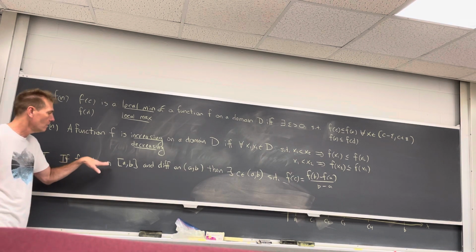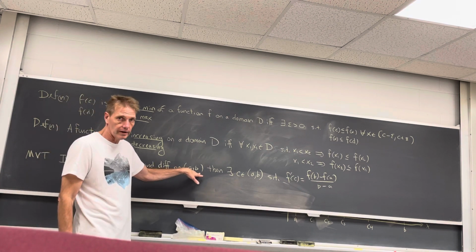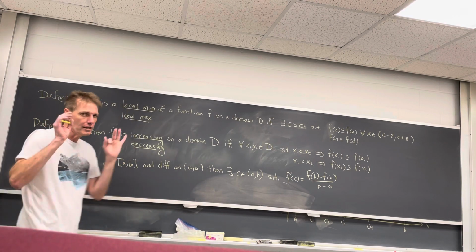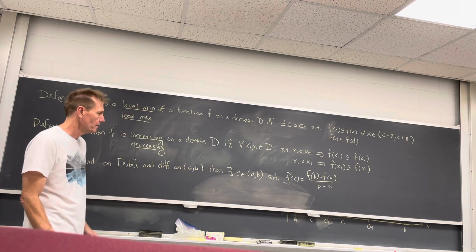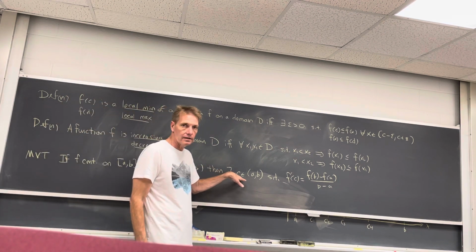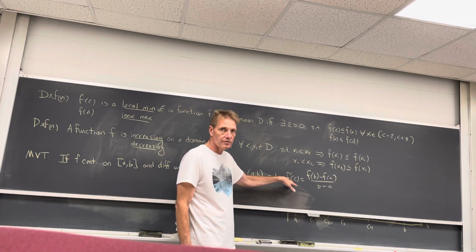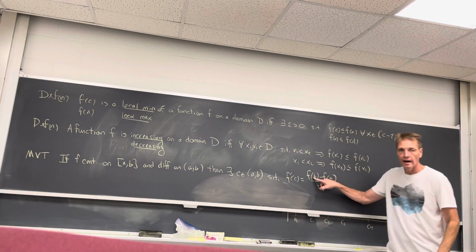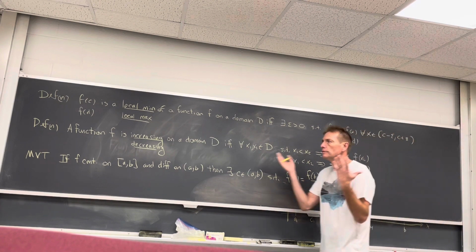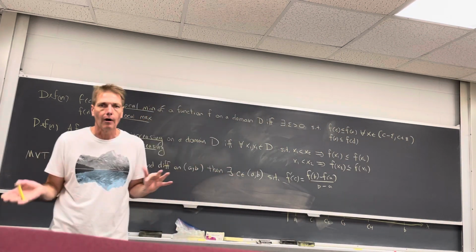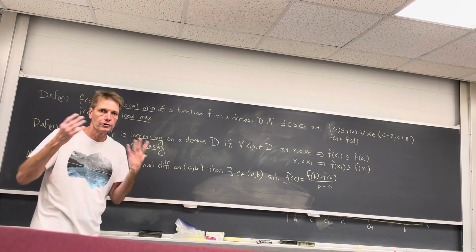If f is continuous on a closed interval AB, and differentiable on the open interval AB, we may not know what actually goes on at the endpoints A and B as far as differentiability. Then there exists a C that's an element of the open interval AB such that f prime of C is equal to f of B minus f of A over B minus A. Okay, so again, these are the things that we're going to be spending a good part of our lecture on today. So I just wanted to make sure you had them all written down.